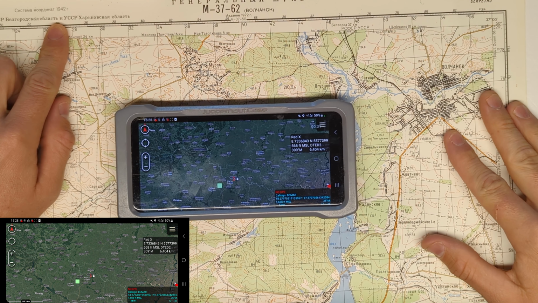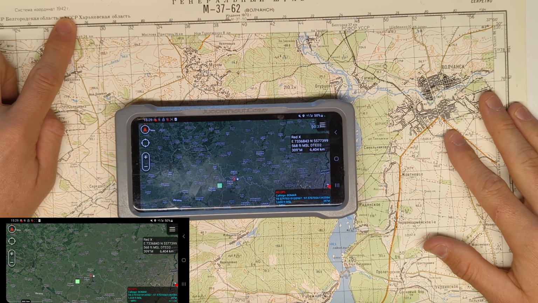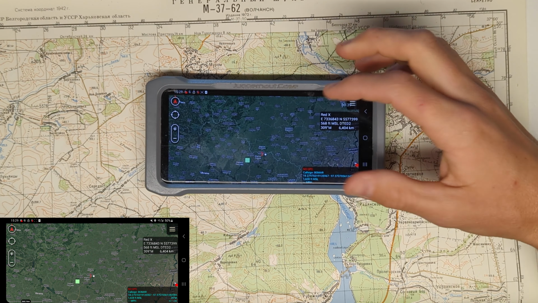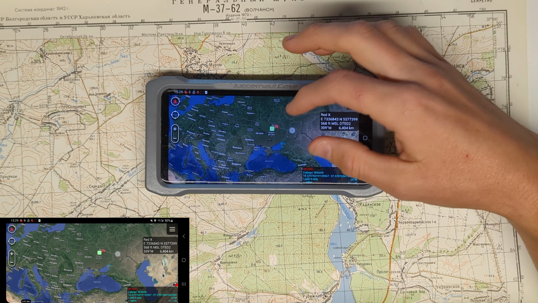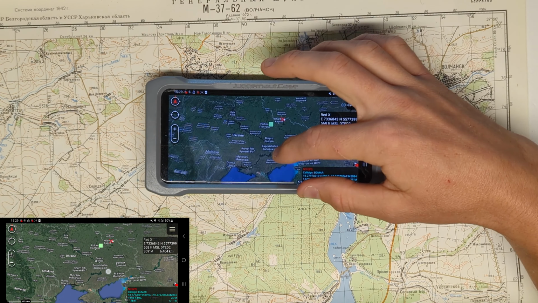At the top left, you'll notice that it has the Khovansky coordinate system marked here as CK42. So what is CK42 and why is it important in the context of the current fighting in Ukraine? The CK42 system is the currently used coordinate system, used by both sides in the war, by both the Russians and the Ukrainian side.